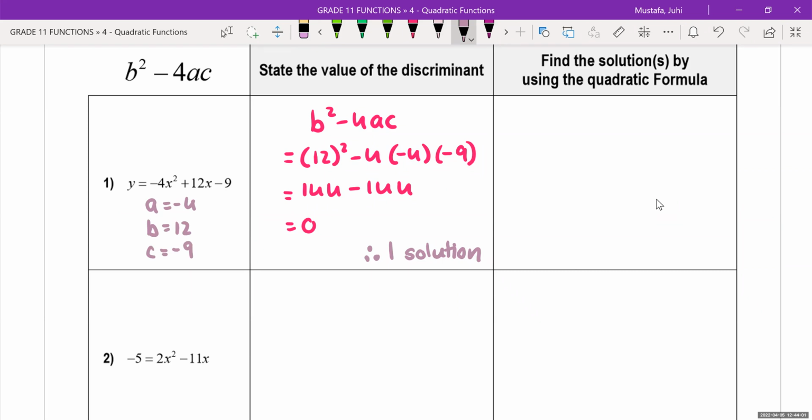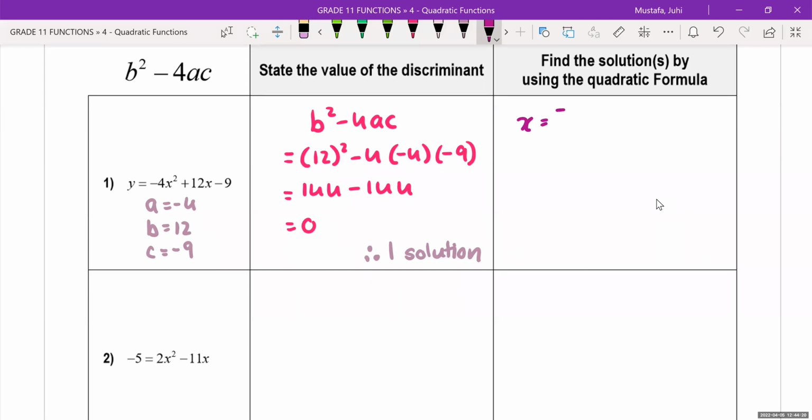Was this example okay? Now, if you wanted to check your work, you could use the quadratic formula and solve it that way. I'm only going to do this for example number 1. For examples 2 and 3, you can try it yourself. But let's go ahead and use the quadratic formula and see what we get.